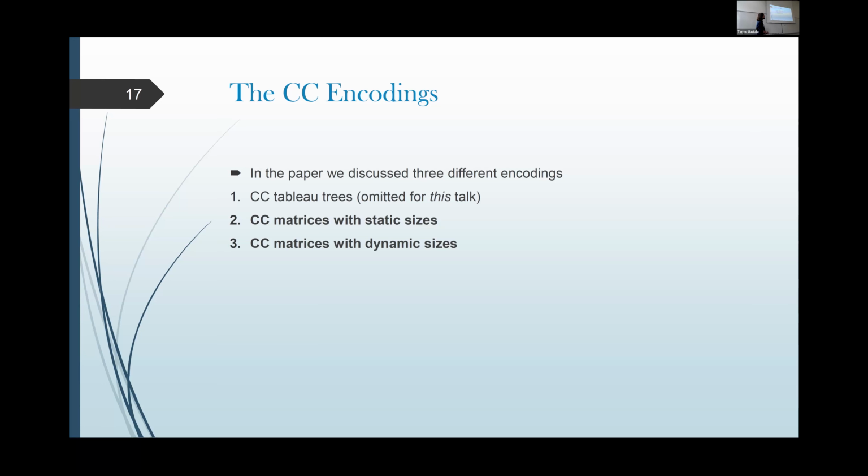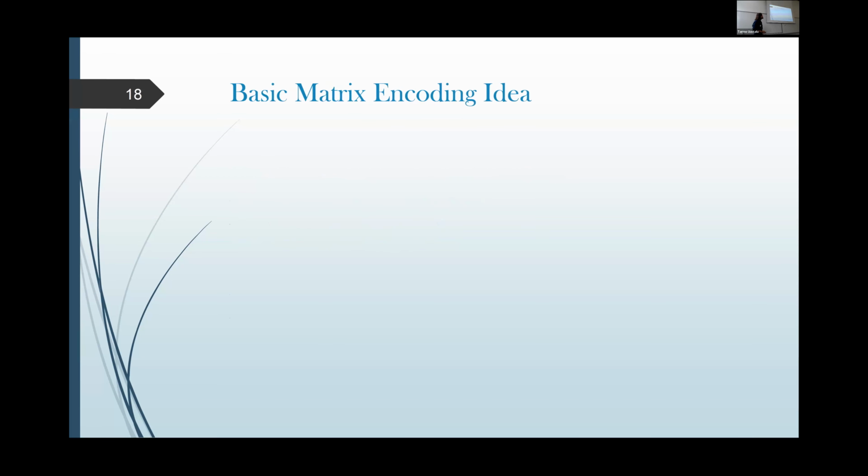In particular, we discussed two different encodings. One was a static size, that means we fix the size of the matrix upfront. And with the other one, we use a more dynamic approach in which we dynamically size the matrix based on our findings, and on failing to find a matrix proof.